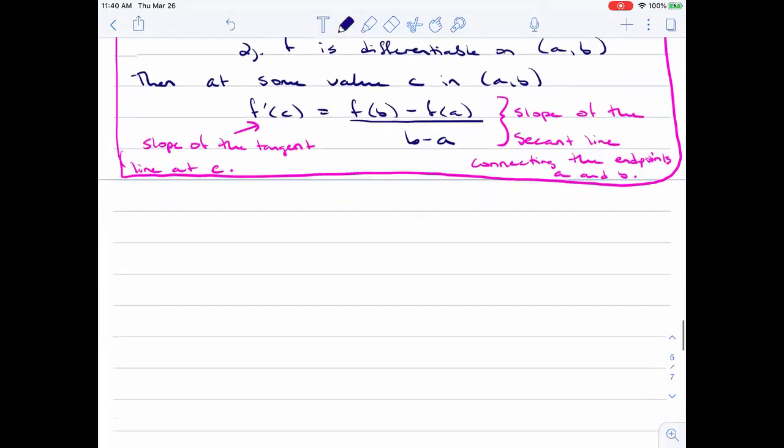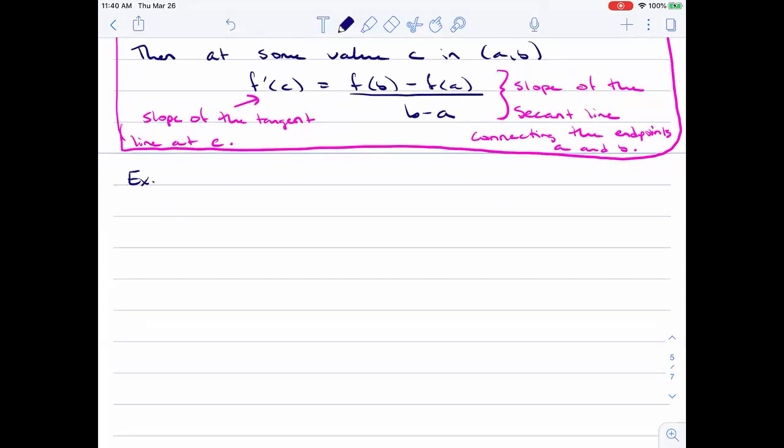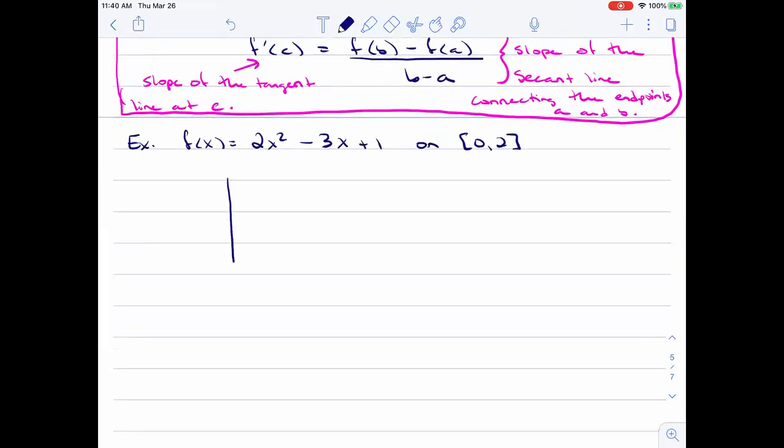Let's see what this looks like in an example. So if we have f of x equals 2x squared minus 3x plus 1 on the closed interval 0, 2. What this thing might look like, or would look like, except I'm not very good at drawing, so here we go. I would start somewhere here at 0, 1, right? If I plug in 0 into here, then I get 0, 1. And if I plug in 2 into my function, I see that I end up at 8 minus 6 plus 1. So 2, 3. Let's put it somewhere, I don't know, here. 2, 3, not to scale.